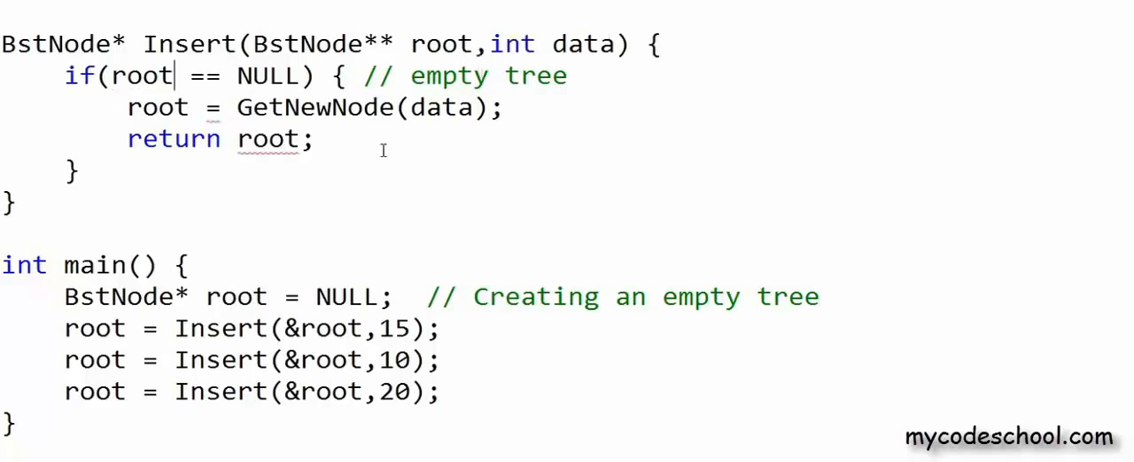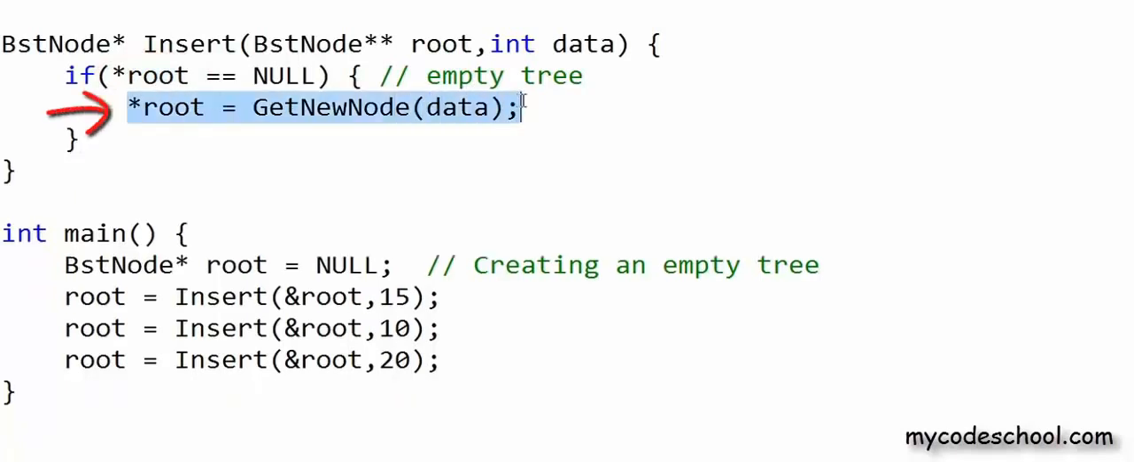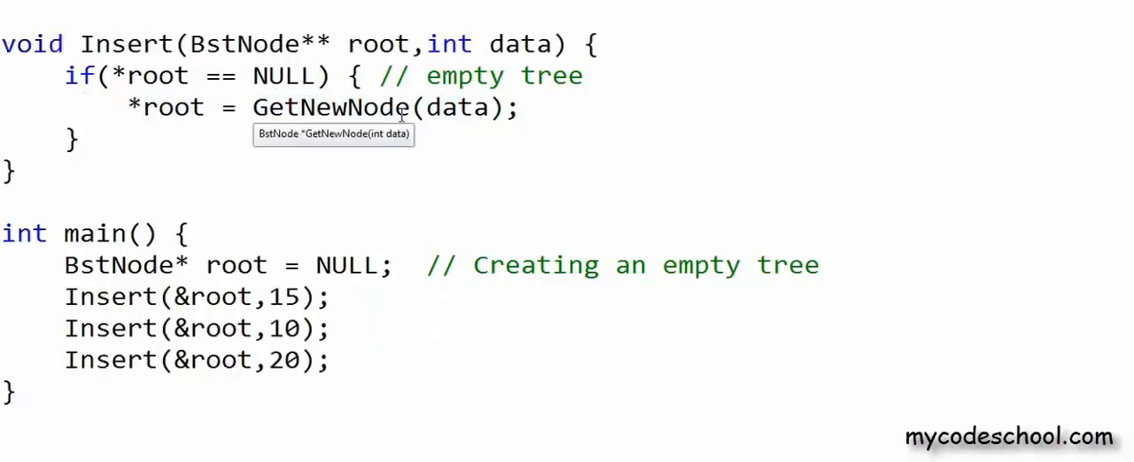Now what we need to do is dereference this using the asterisk operator to access the value in root of main, and we can also set the value in root of main. So with this statement we are setting the value, and the return type now can be void. This pointer to pointer thing gets a little tricky. I'll go with the former approach.